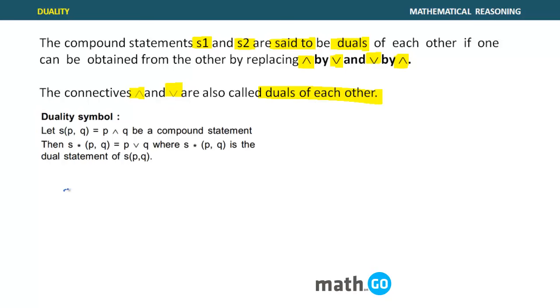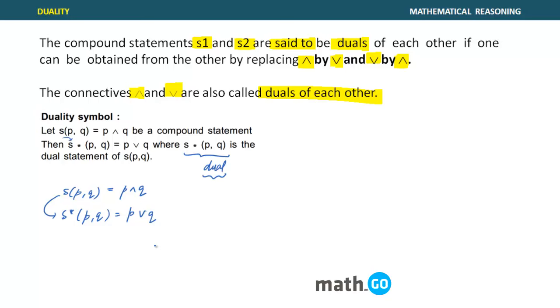If S is a statement which uses P and Q, a compound statement given by this, then S star, if you use the word star, I've written over there already. S star of P, Q will be nothing but you replace the connector with its dual. So this is the dual. This gives you the hint that it's a dual statement. So S star is nothing but a dual statement. Very simple concept.